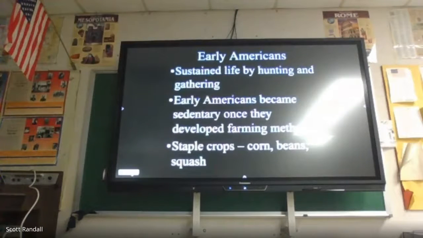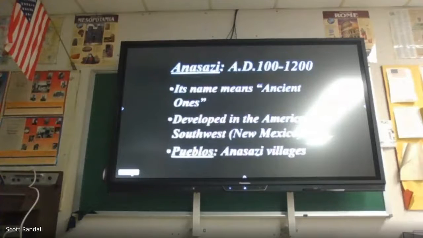And corn is going to be a revolutionary crop that's going to change the nature of food and stuff like that. But we have a number of these early cultures that are going to find sedentary existences here.